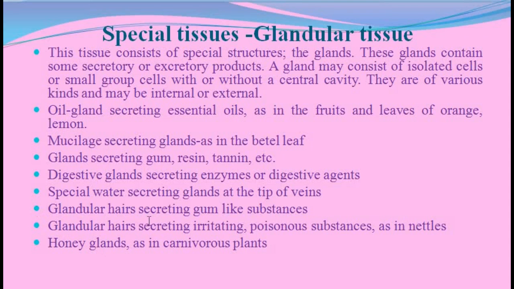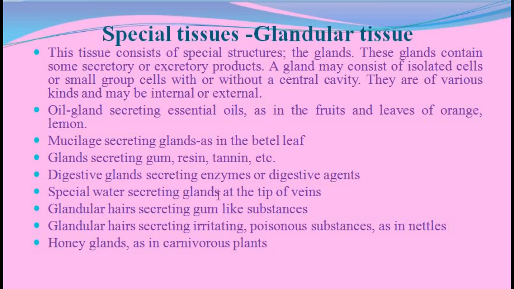These are the examples of some glandular tissues. First one is oil gland secreting essential oils, which is present in fruits and leaves of orange and lemon. Likewise, the mucilage secreting glands are found in the betel leaf, and glands secreting gum, resin and tannin are examples of glandular tissue. The digestive glands secreting enzymes or digestive agents may be present in insectivorous or carnivorous plants, which will secrete certain enzymes which will digest the insect and get their nitrogen source.